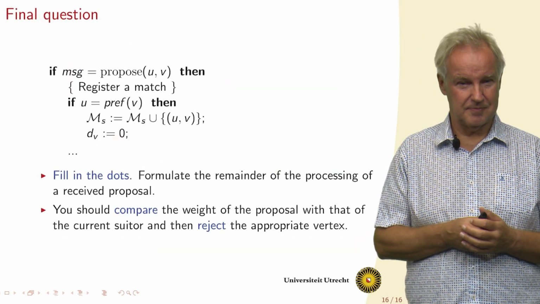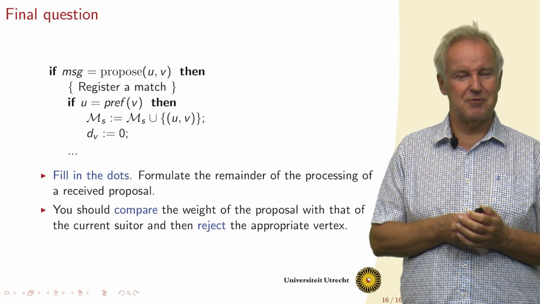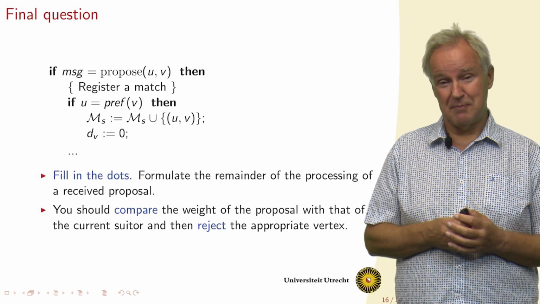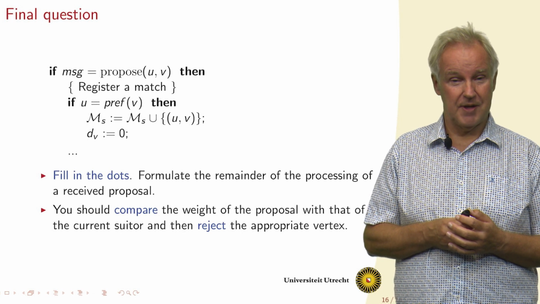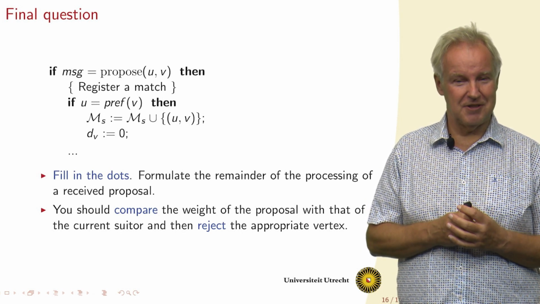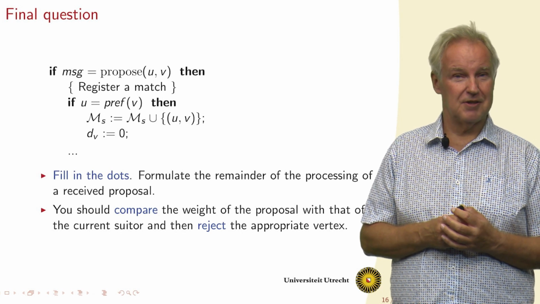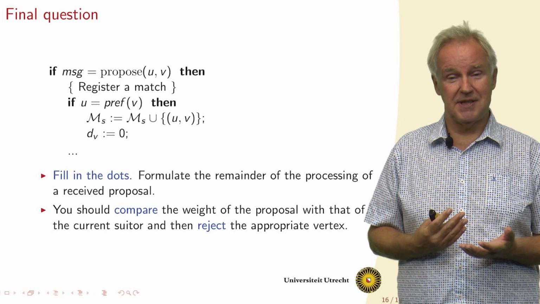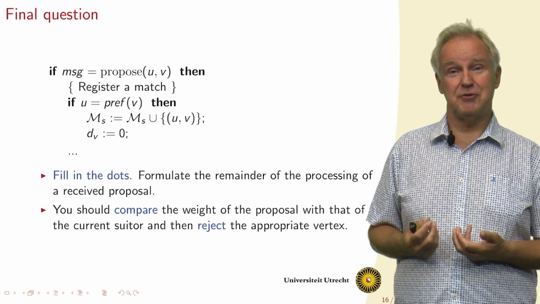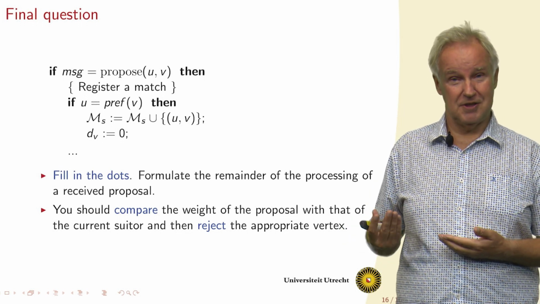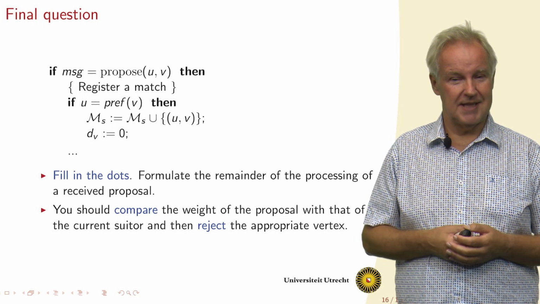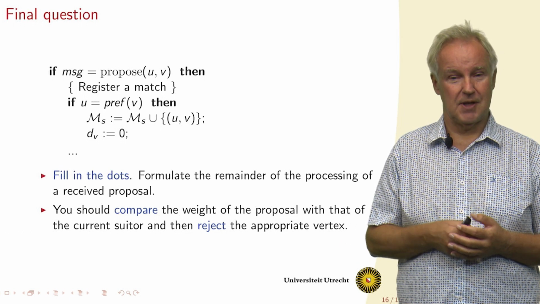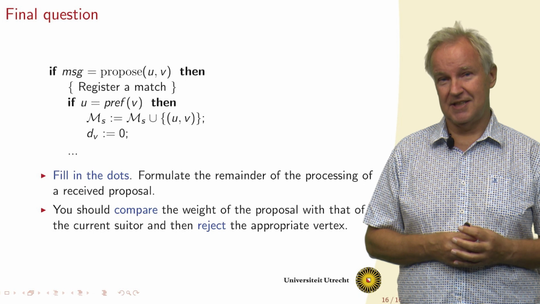Final question. I already showed a little bit of what you have to do when you receive a proposal, for example, what happens if there is a match. But if not, you have to fill in the dots and formulate the remainder of the processing of a received proposal. What has to happen then is that you get a proposal, you have to compare it to the weight of the suitor at the moment, and then you reject the appropriate vertex. All in the formulation as we see.